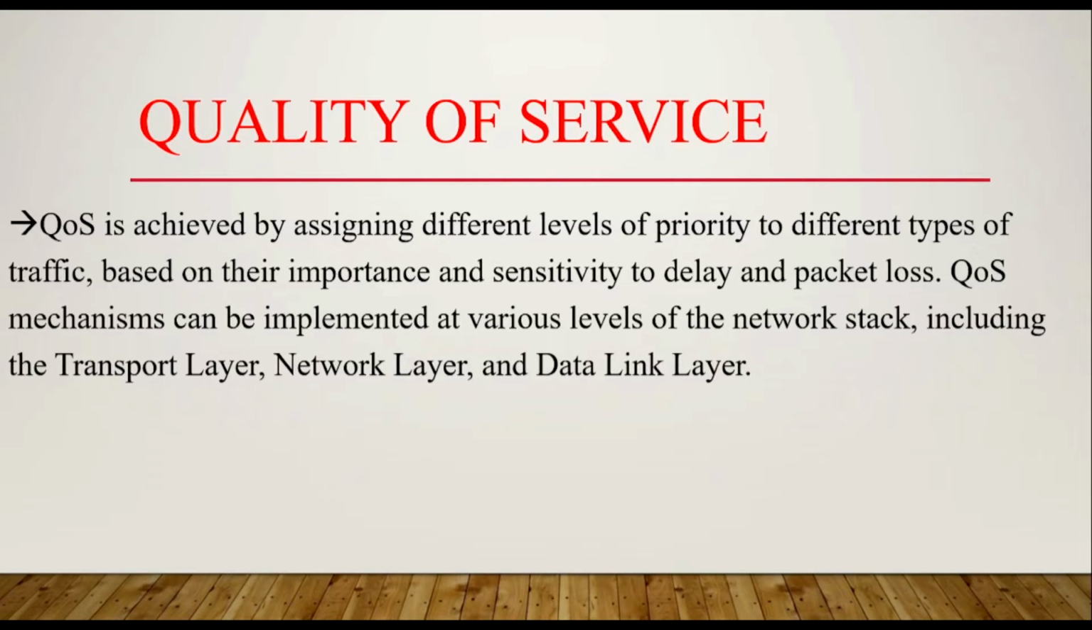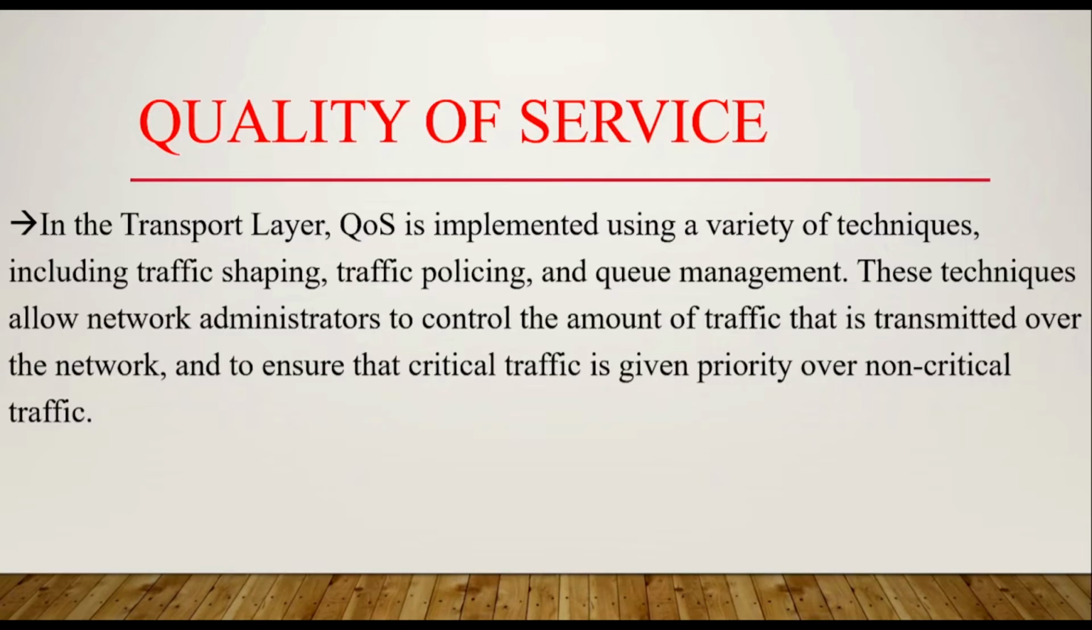Quality of service is achieved by assigning different levels of priority to different types of traffic based on their importance and sensitivity to delay and packet loss. Quality of service mechanisms can be implemented at various levels of the network stack, including the transport layer, network layer, and data link layer. In the transport layer, quality of service is implemented using a variety of techniques, including traffic shaping, traffic policing, and queue management. These techniques allow network administrators to control the amount of traffic that is transmitted over the network and to ensure that the critical traffic is given priority over non-critical traffic.